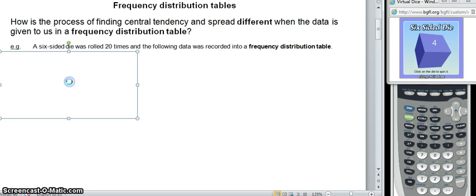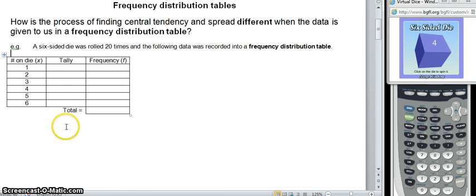Correct. So here's our table, and the number on the die is either a 1 or a 2 or a 3 or a 4 or a 5 or a 6. I've put a little X there next to it. Don't worry about that too much. We're just saying that the number could be 1, 2, 3, so it's a number between 1 and 6. That's what X stands for. The tally is going to be our little tally marks, and I'll show you how that works. And the frequency is the total number of 1s and the total number of 2s and so on. That's F for frequency.